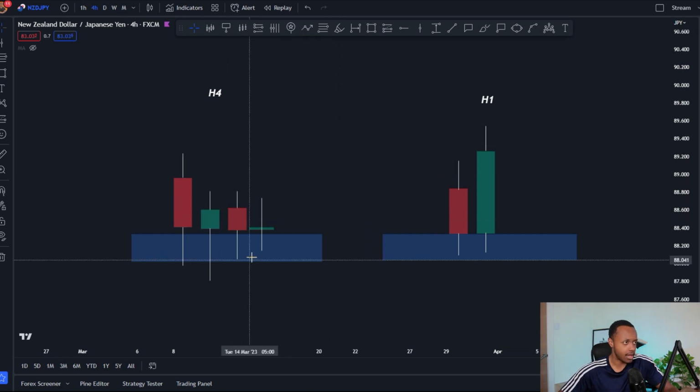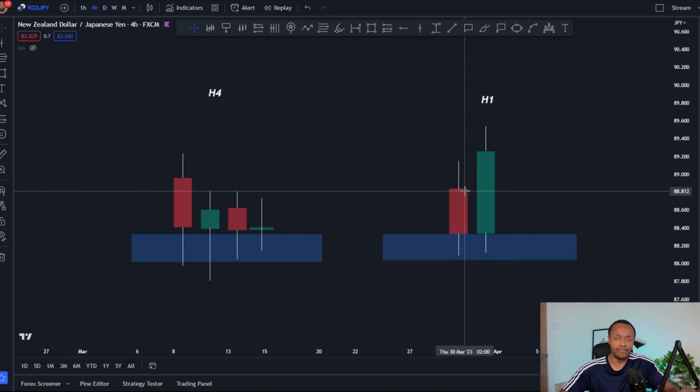So as you can see, this is the H4 on the left, this is the H1. Basically what we're looking for is wicks and momentum. Our entry trigger will be momentum, which is going to be a bullish engulfing most of the time on the lower time frames, aka the hourly for this one. And on the H4, what we're going to be seeing is wick rejection. We're going to be seeing the market placing a lot of wicks into our key area.